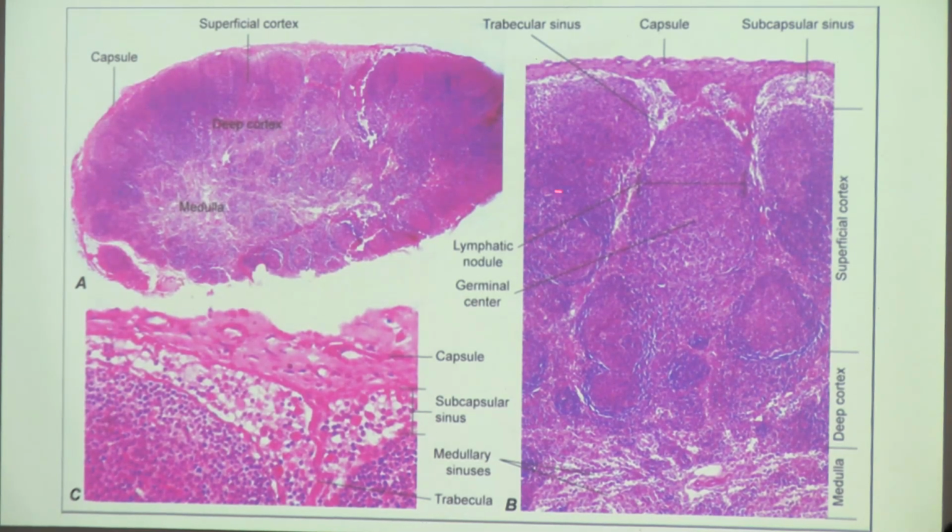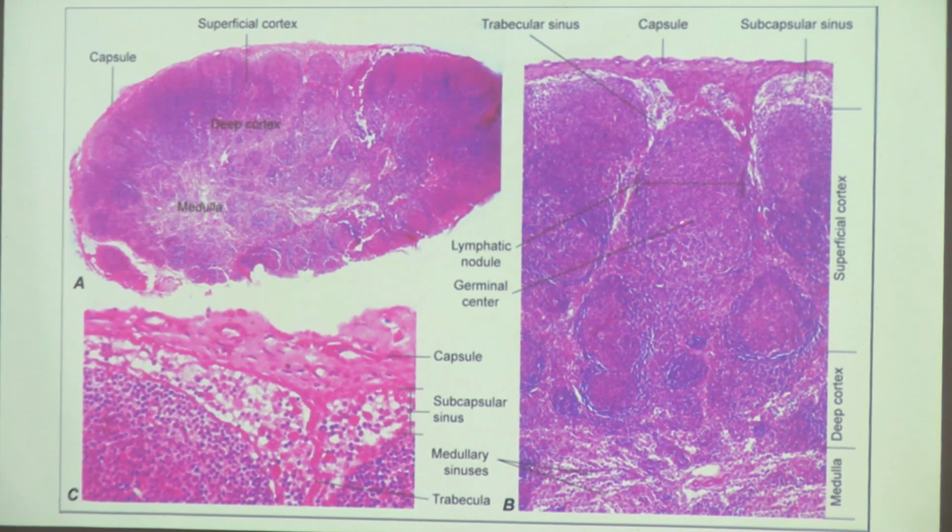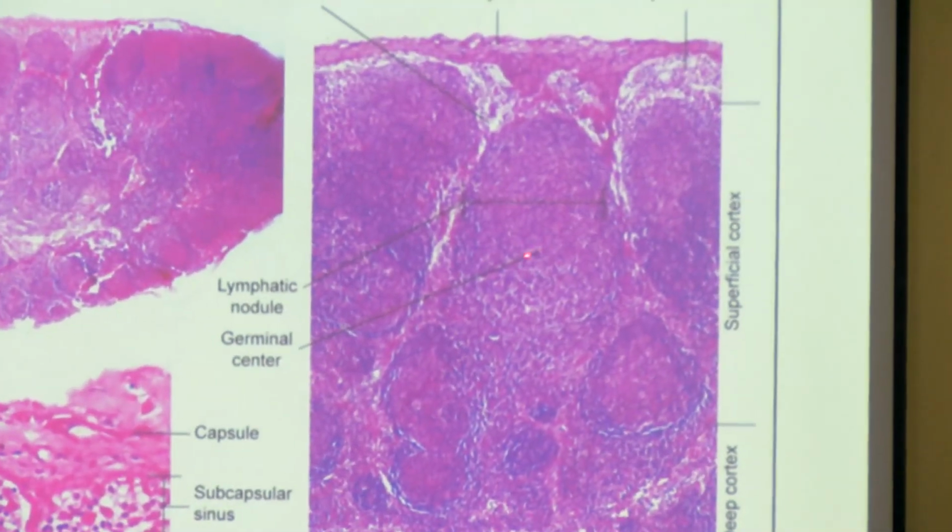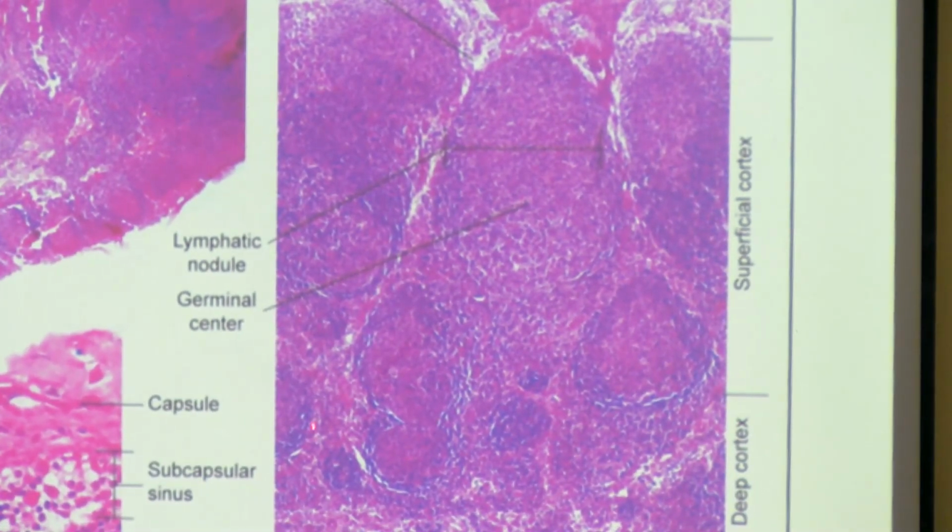ठीक है, नेक्स्ट ये देखो, this is the outer cortex where nodules can be seen. ये देखो यहाँ पे एक नोड्यूल दिखाई दे रहा है, यहाँ पे नोड्यूल दिखाई दे रहा है. ठीक है, now if you come deep, ये देखो जर्मिनल सेंटर भी दिखाई दे रहा है. ओके, नेक्स्ट.